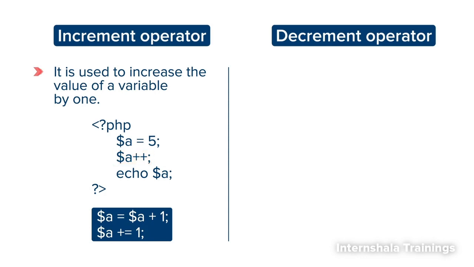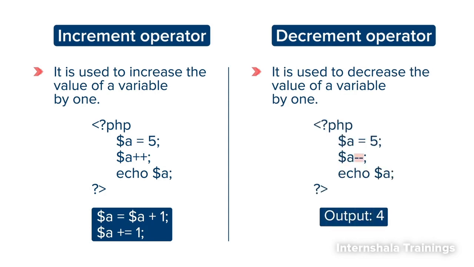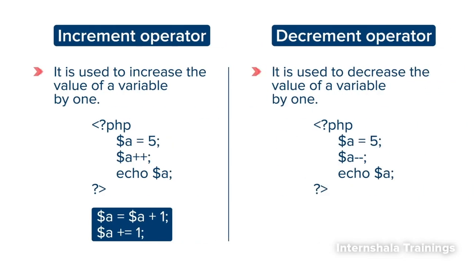Similarly, we have decrement operators that are used to decrease the value of a variable by 1. To use a decrement operator, we use 2 times minus sign after the variable. If we check the output, the decrement operator will decrease the value of a variable by 1. Also, this statement is equal to this or this statement. But this is widely used owing to the compact and easy to use nature.